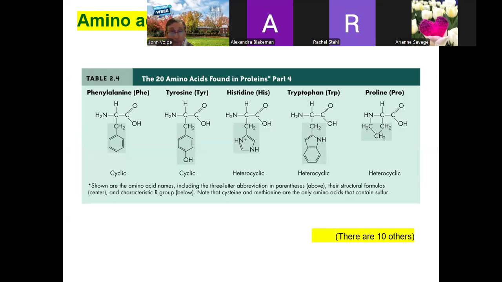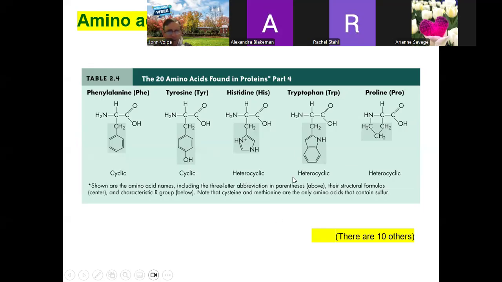And you only need a little region to be polar to make that R group polar. So this OH on tyrosine makes this R group polar. The same with this NH on histidine. This region is polar. Oh, that's a nonpolar R group. That's another nonpolar R group. All right, any question about any of these?